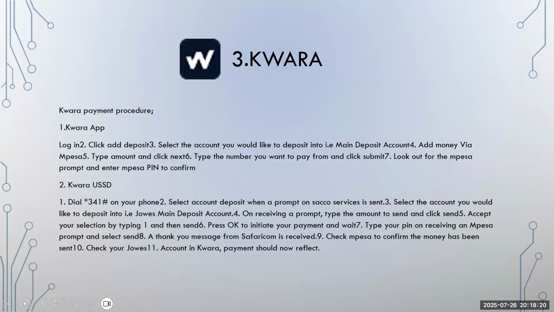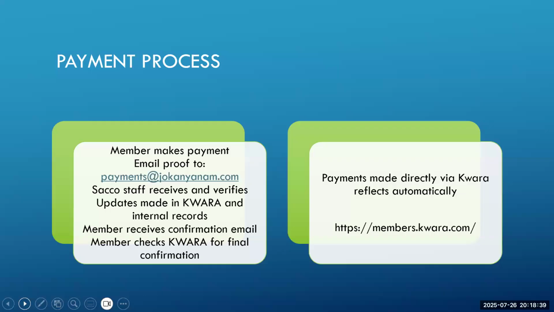So this is the procedure for making payments via the Quora app. You can make payment via the Quora app, or if you don't have the Quora app, you can use the USSD. So these are the various steps. Payment process.